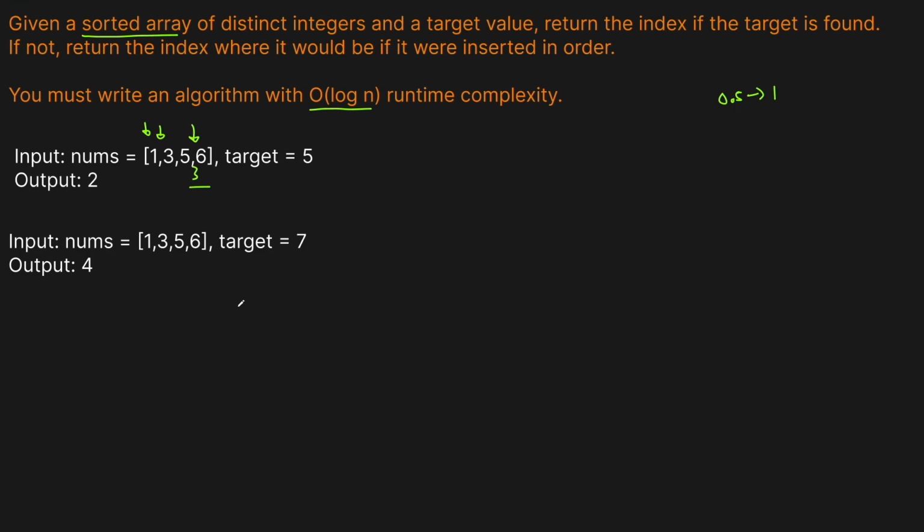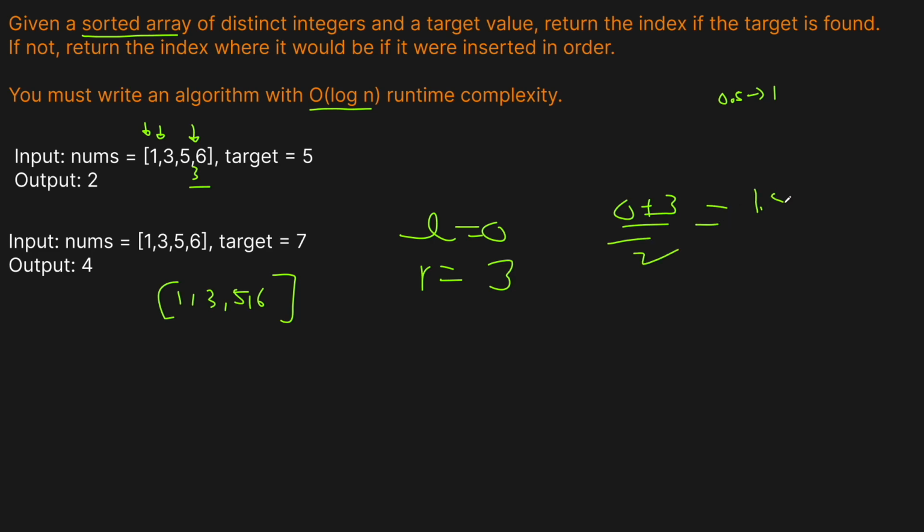Let's stop faffing around. So we have 1, 3, 5, 6, 7, 6, and we're trying to insert 7, right? So we're going to set our left pointer to 0. Our right pointer, again, is going to be the length of our array minus 1. So this is 3. So again, we're going to do 0 plus 3 divided by 2. So this is actually 1.5. So this rounds up to 2 here.